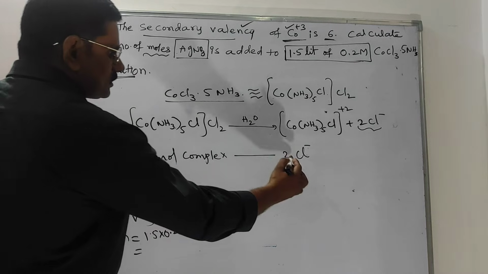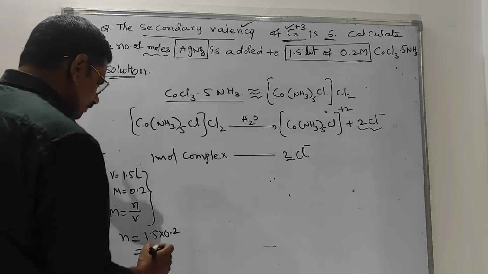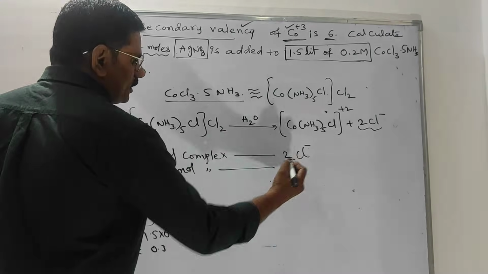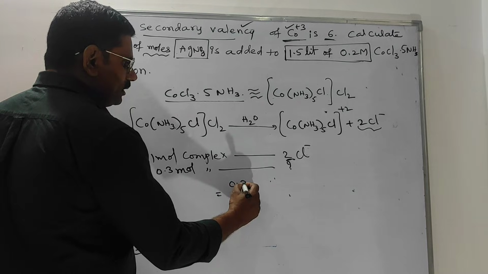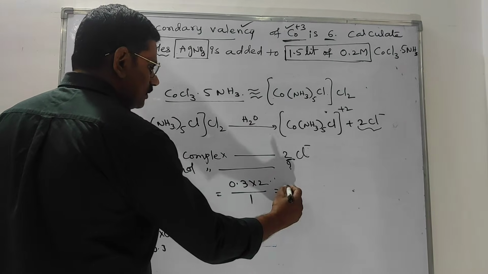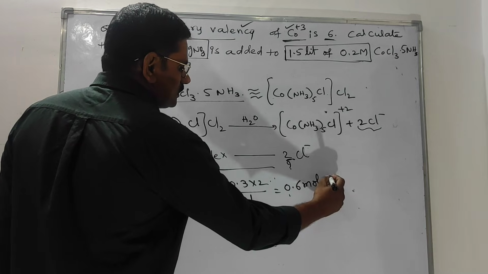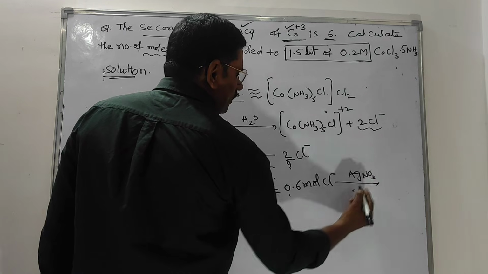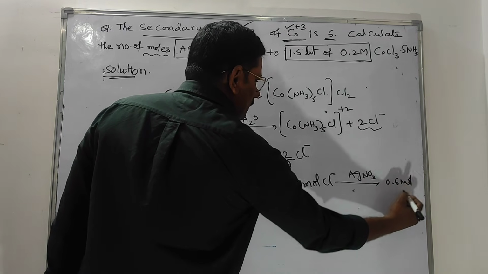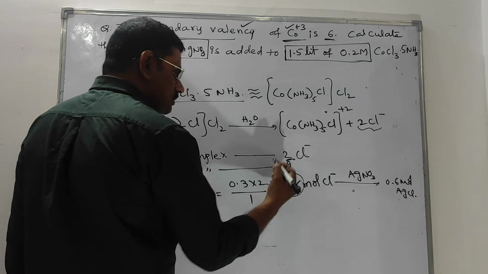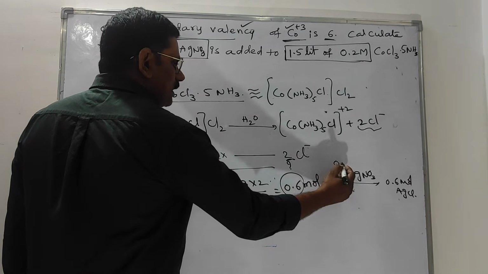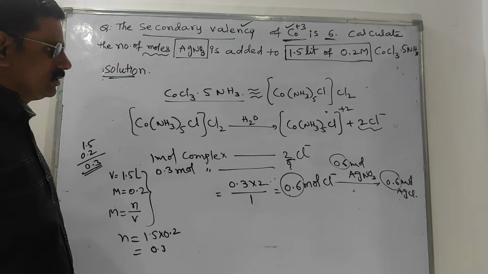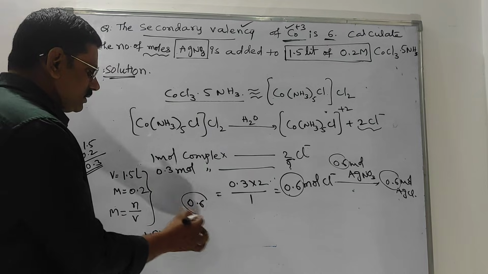Now 1 mole of complex produces 2 Cl minus ions. Now 0.3 moles of complex produces how many chloride ions? So 0.3 into 2 upon 1 equals 0.6 moles of Cl minus ions produced. When it reacts with AgNO3, it forms 0.6 moles of AgCl. So 0.6 moles of chloride ion reacts with 0.6 moles of AgNO3 to form 0.6 moles of AgCl. So 0.6 moles is the answer for this question.